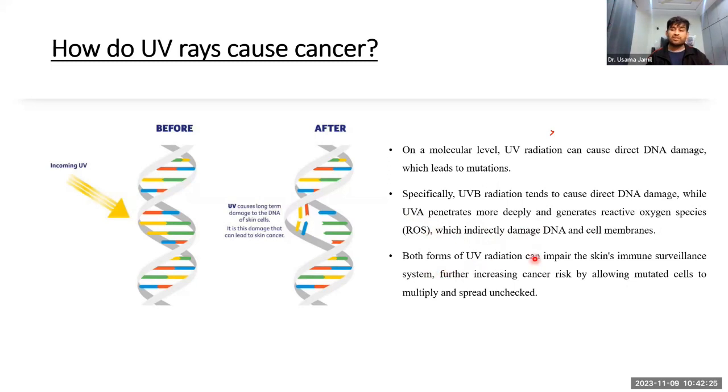Both forms of UV radiation can impair the skin's immune surveillance system, further increasing the cancer risk by allowing mutated cells to multiply and spread unchecked.